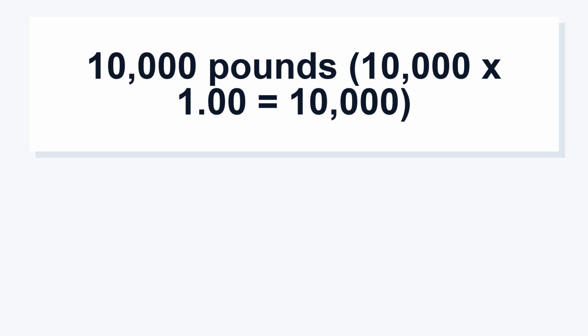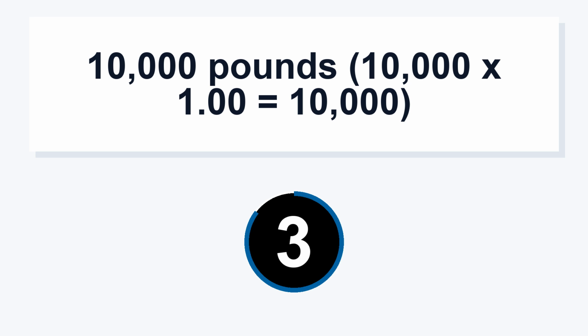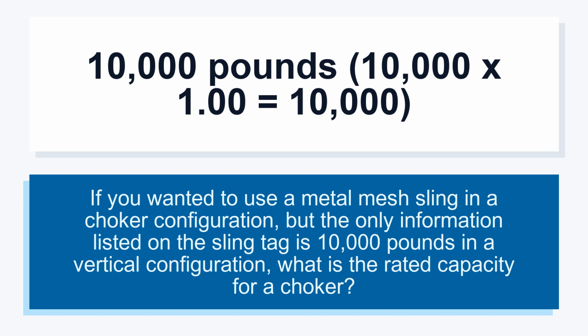10,000 pounds, 10,000 x 1.00 equals 10,000. If you wanted to use a metal mesh sling in a choker configuration, but the only information listed on the sling tag is 10,000 pounds in a vertical configuration, what is the rated capacity for a choker?